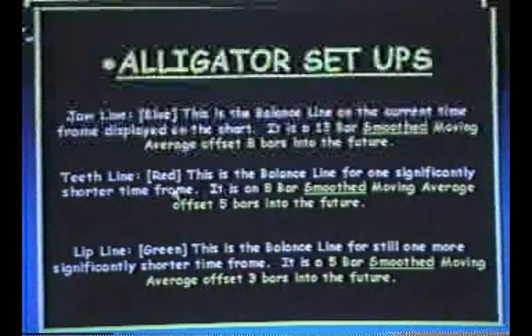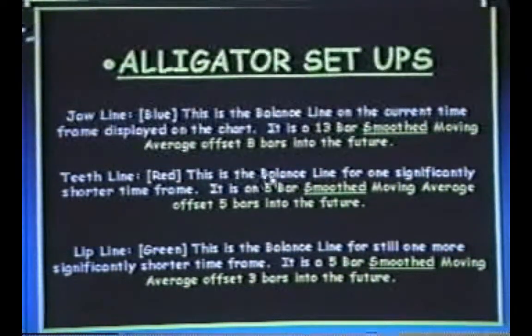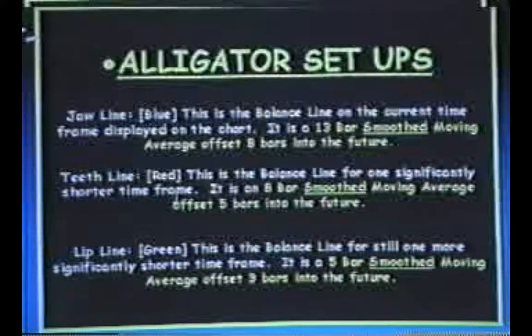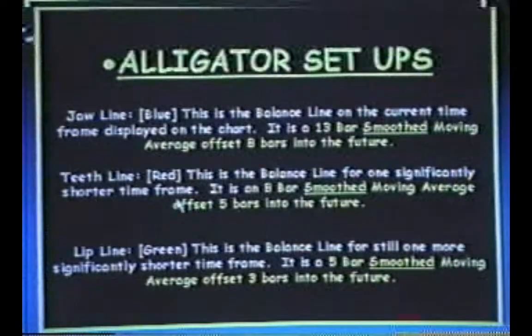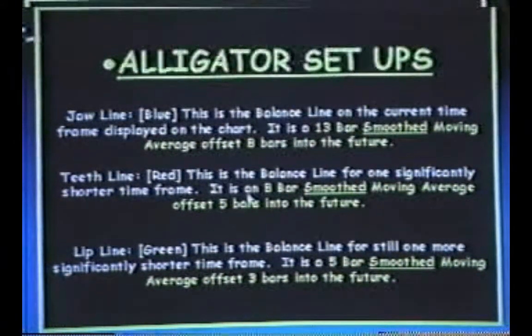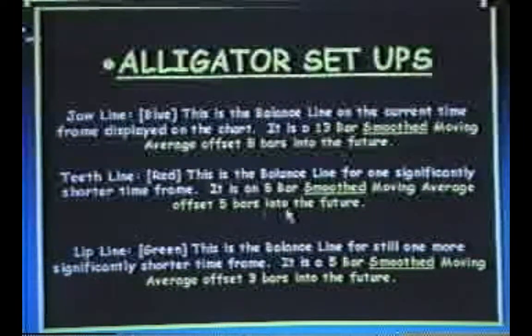Now, we're also going to put in the teeth. And the teeth of the alligator, we're going to color red. This is the balance line for one significantly shorter time frame. It is not a clock time, but it's roughly a factor of 5. So if the blue balance line is on a daily chart, then the red balance line would roughly be on an hourly chart, not exactly because of clock time. This is figured out by the computer. But it's constructed in the computer and can be done on almost any computer by using an 8-bar smooth moving average that's offset 5 bars into the future.